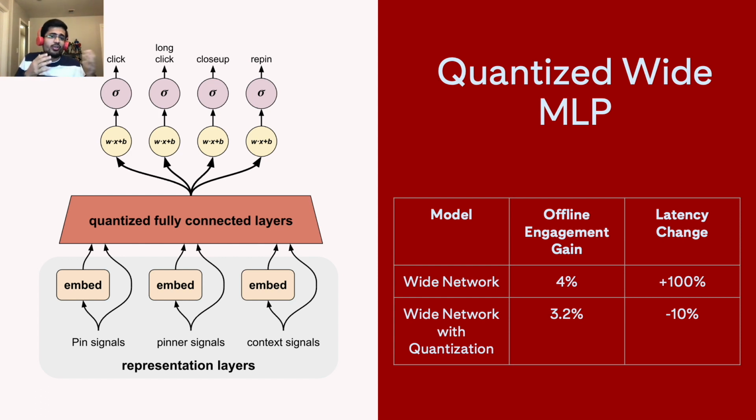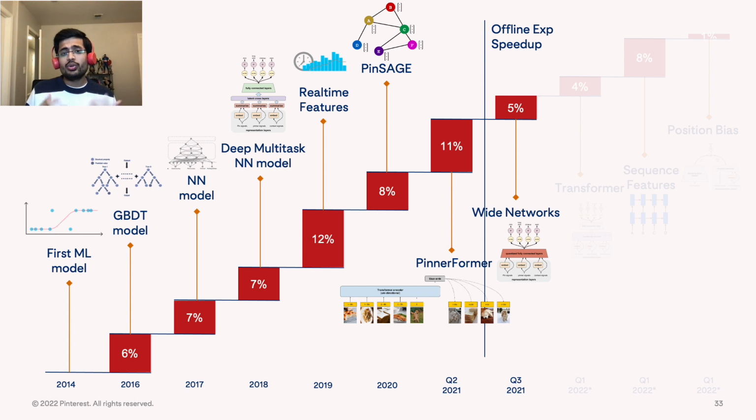Meaning you get both engagement gain as well as latency gain, which is not quite always ideal. This totally led to online performance, a 5% increase in engagement, and also some great savings on infra due to the reduced 10% latency.